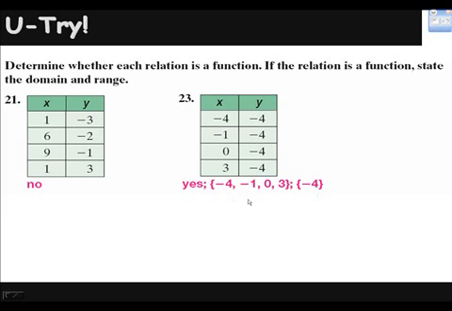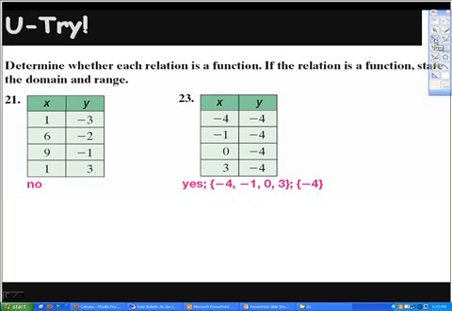I like to say which is which, so when I write an answer like this, I like to put a big D in front of this so I know that's a domain, and put a big R in front of that so I know that's a range, so there's no question about what I'm listing there.